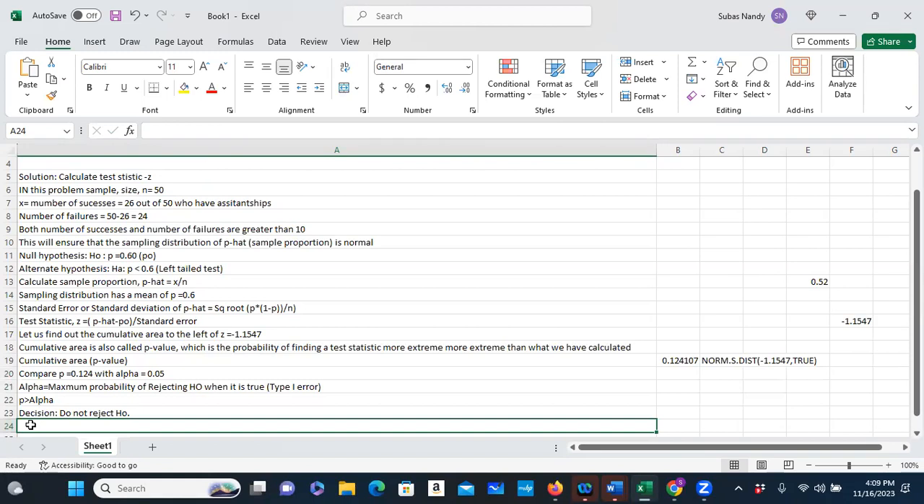I'm coming back next time to show you how to do this problem with another option, with another way. Same problem, another way.